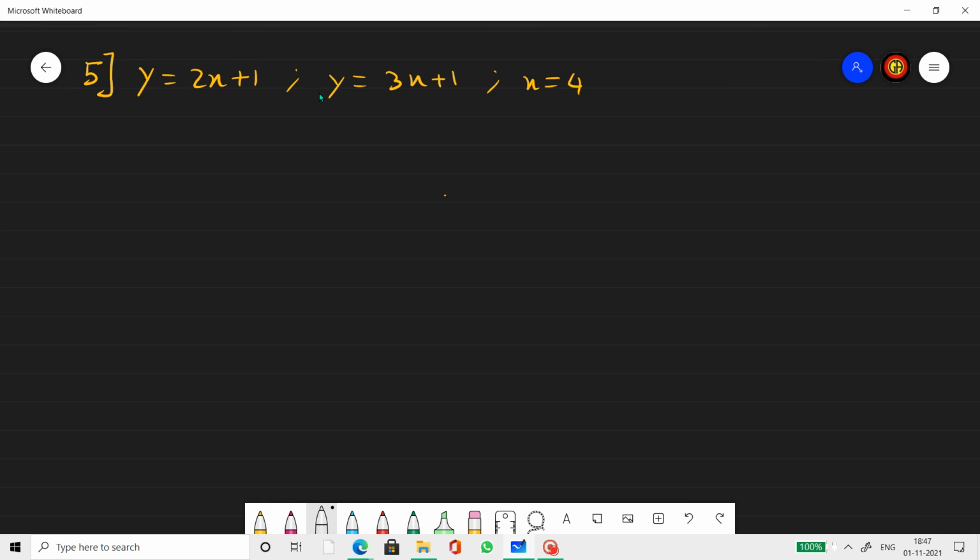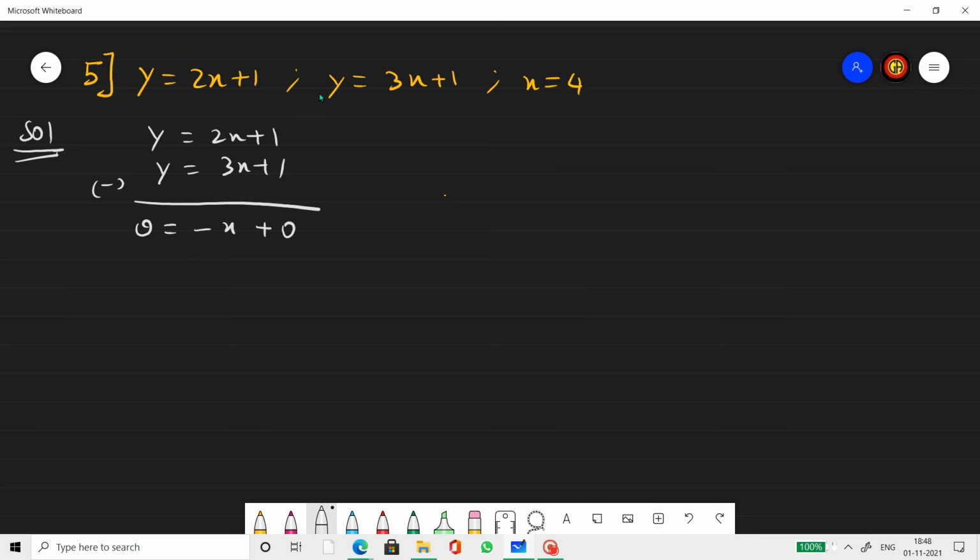One by one. So y is equal to 2x plus 1 and y is equal to 3x plus 1 are solved. Subtracting the two, y gets cancelled, I get 0 equals minus x plus 0. So x equals 0. When x is 0, y will be 2 into 0 plus 1. So y is 1. So therefore these two lines meet at 0, 1. Now that's the A part of it.